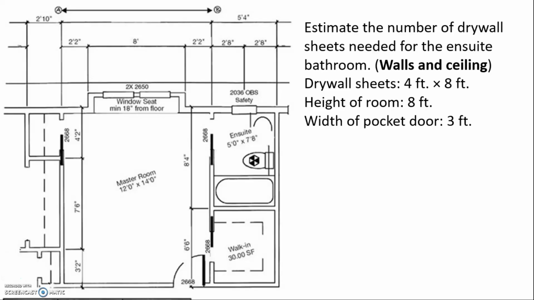Let's do a surface area question and see what knowledge you're bringing with you. It's the same picture in the previous introduction. Now, estimate the amount of drywall and the number of drywall sheets needed to drywall the entire ensuite bathroom, walls and ceiling. Drywall sheets remain 4 by 8. The height of the room is still 8 feet tall, and the width of the pocket door is still 3 feet wide. Pause the video, do your work, and then choose from the following options.